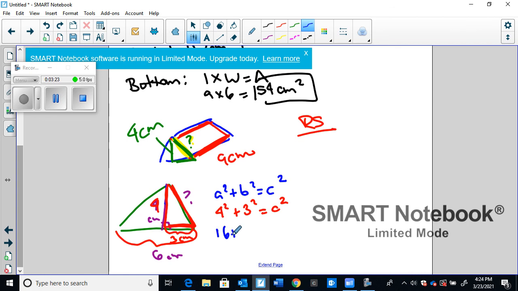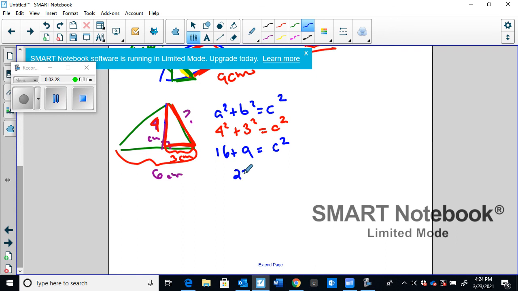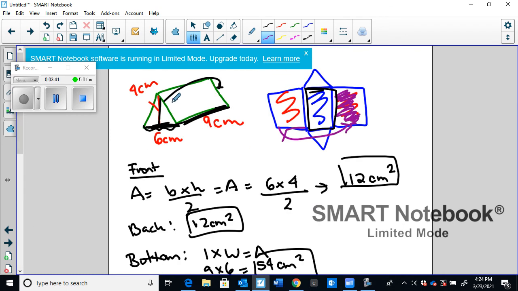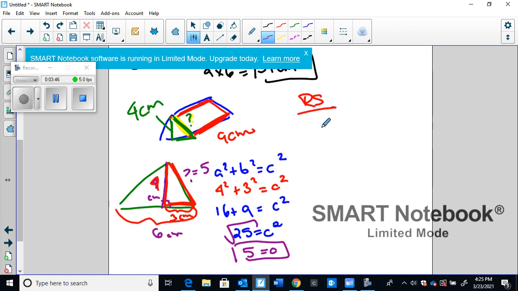4 squared is 16, 3 squared is 9, 16 plus 9 gives us c squared, 25 is equal to c squared. Now, in a previous unit, we learned, okay, c squared is 25. How do I get c? Well, I have to take the square root of 25. And that gives me the unknown is 5, which means if I go back to my shape, this angled region here is going to be 5 centimeters. So when I calculate my right side, it's still length times width for area, but now I have 9 times, and my width is 5, which gives me 45 centimeters squared.